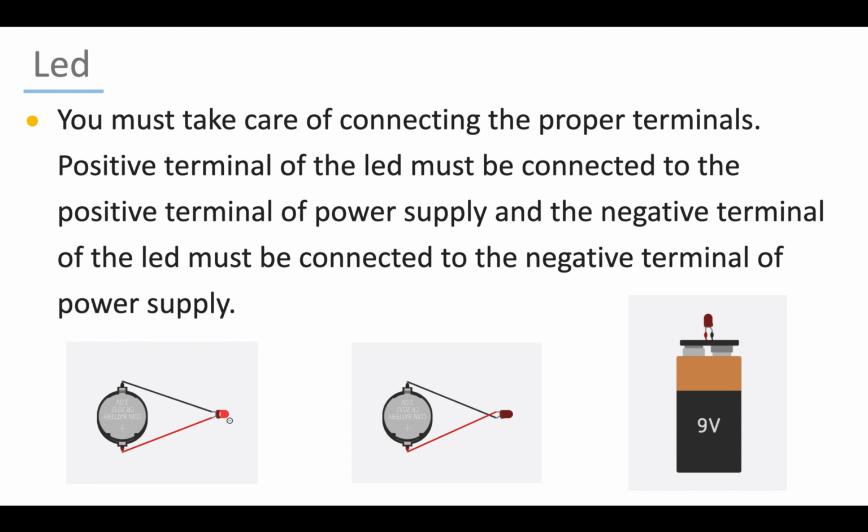As you can see here in these pictures, first I have connected the proper terminals. Here the LED is glowing, but after that I have changed the connections and connected the positive with negative and negative with positive, but the LED is not glowing. And in the third picture, I have used a 9-volt battery, but I have connected the LED with opposite connections. Here the LED is neither glowing nor is it burning because the current will not flow through it.